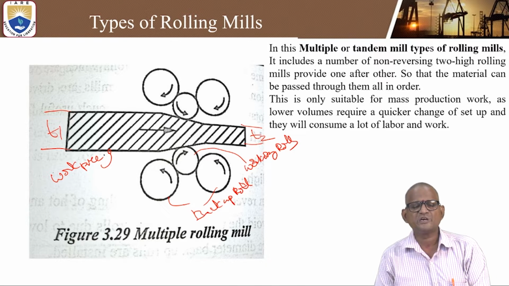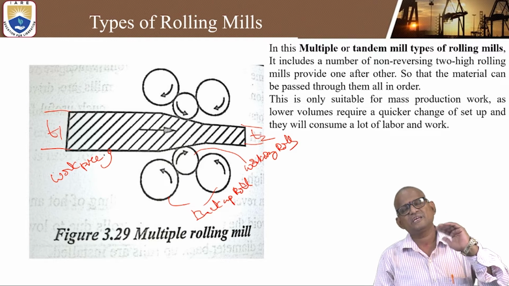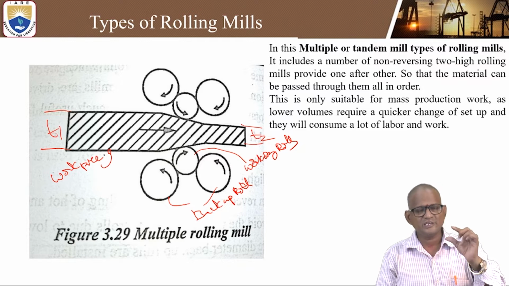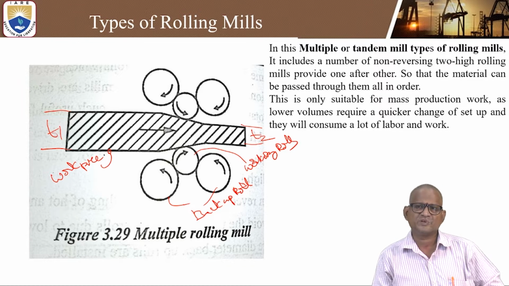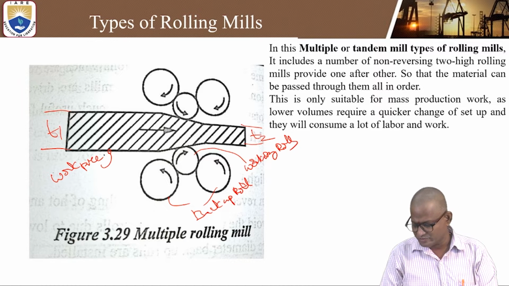So this is what about the hot rolling process. But in cold rolling also, the metal is not heated, it is kept at room temperature, but the pressure applied is a little bit double compared to the hot rolling process. Okay, so this is what about the classification of the rolling mills.